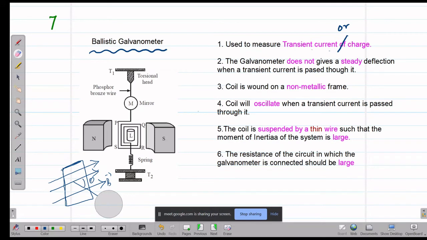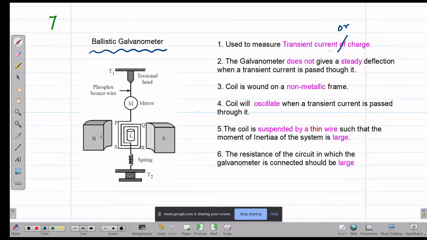We have to have a separate discussion on this. For the time being, just understand that as far as the construction of the ballistic galvanometer is concerned, I will explain it like this. A ballistic galvanometer consists of a rectangular coil of length L and breadth B, wound on a non-metallic frame and suspended by a phosphor-bronze wire. The phosphor-bronze wire is attached to a torsion head, which also serves as the terminal for taking the current into the coil. The bottom end of the coil is connected to a spring, and the spring is attached to another torsional head T2, which will take the current out of the coil.